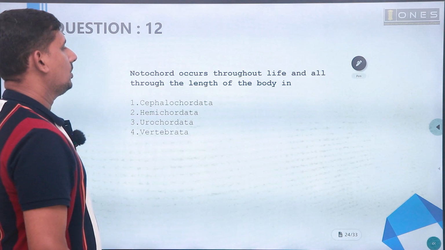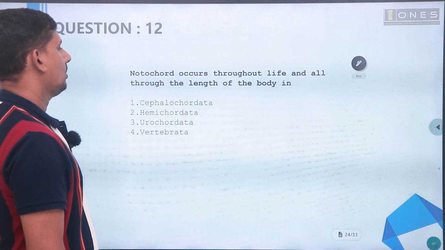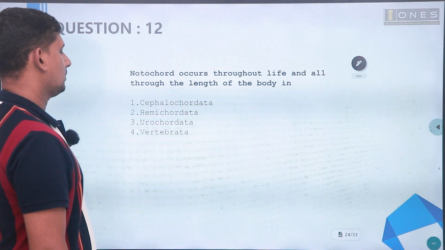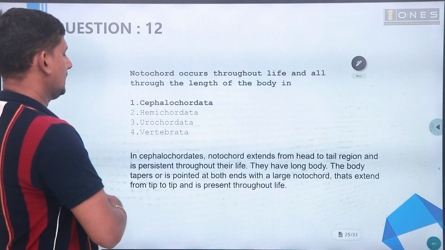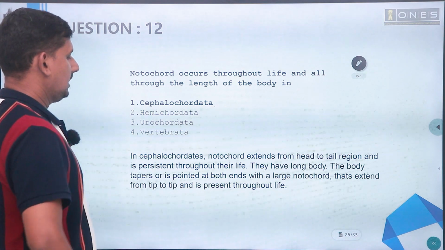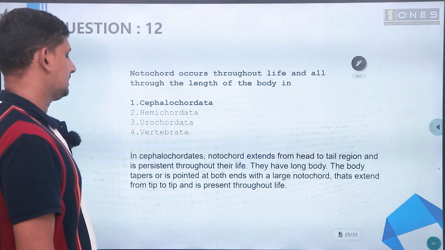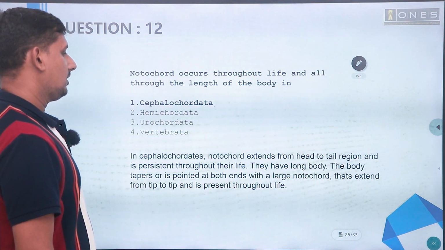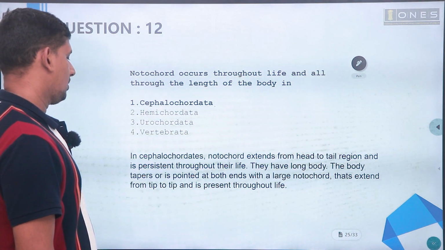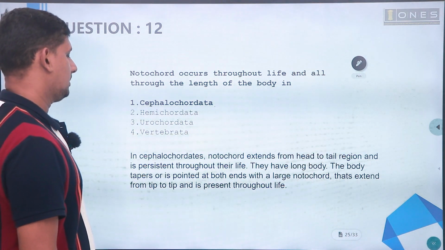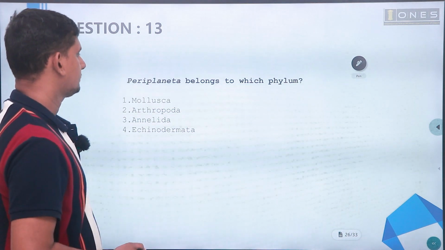Next question: notochord occurs throughout life and all through the length of the body in cephalochordata, hemichordata, urochordata, vertebrata. So the right answer is cephalochordata. In cephalochordates, the notochord extends from head to tail region and is persistent throughout their life. They have a long body that tapers, or is pointed, at both ends, with a large notochord that extends from tip to tip and is present throughout life.